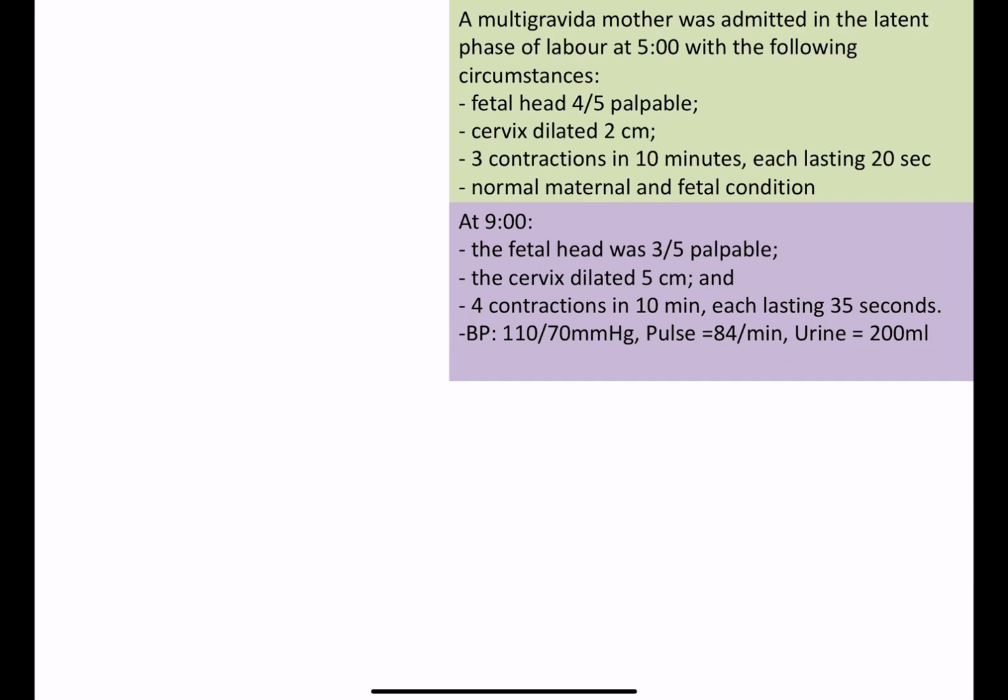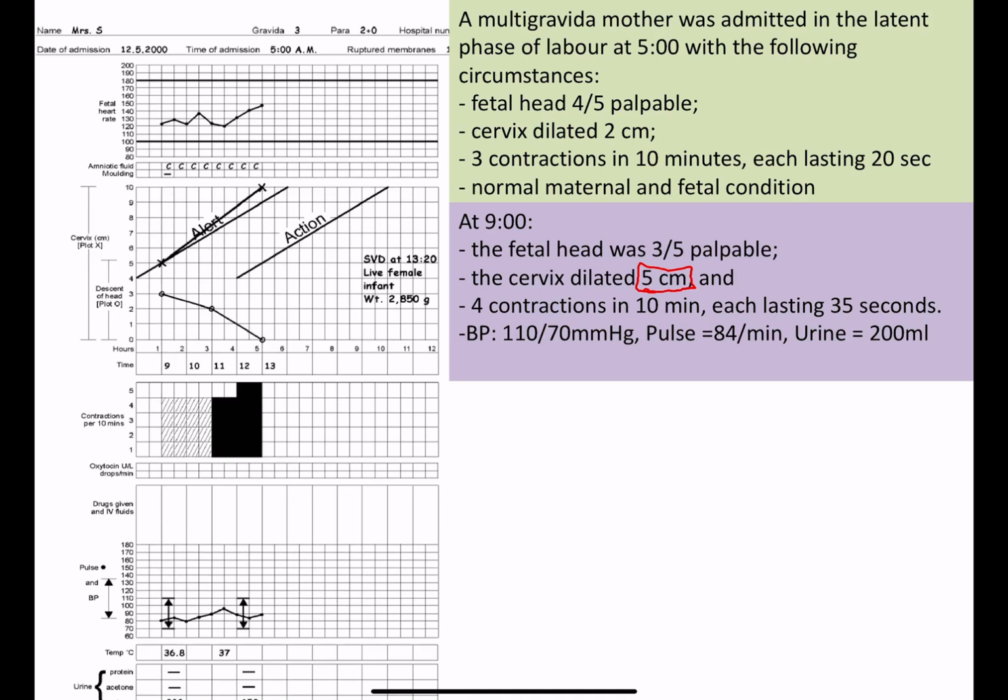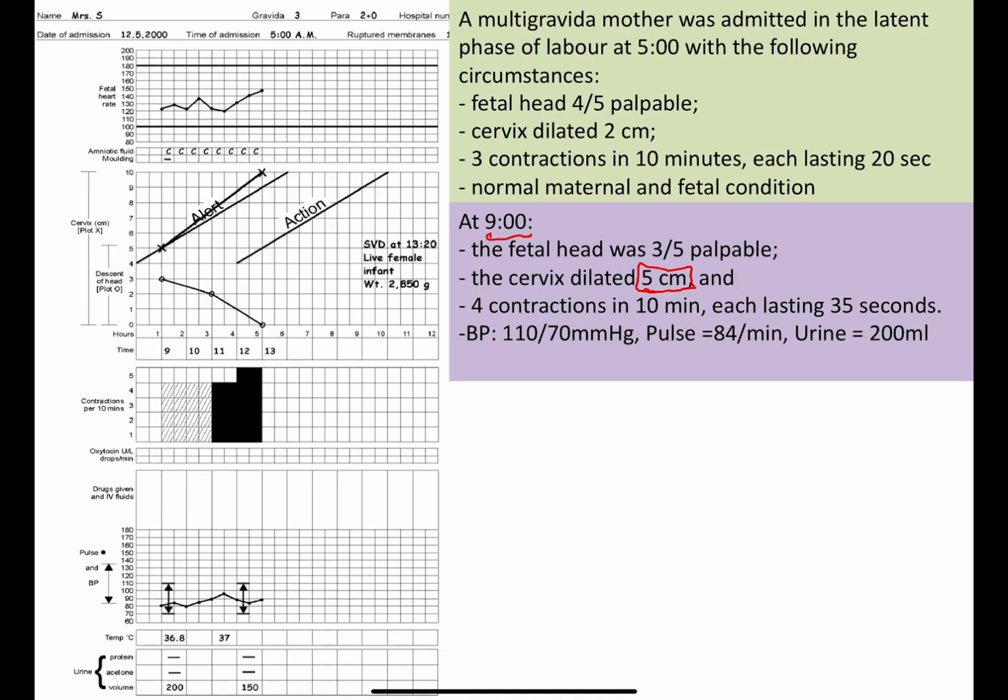At 9 pm, after 4 hours, we did a PV examination again, where the finding was the fetal head was 3/5 palpable, the cervical dilatation was 5 centimeters, and the uterine contraction was 4 in 10 minutes, lasting for 35 seconds, and the vitals of the mother were quite normal. As you can see, the cervical dilatation was 5 centimeters, which means it's in the active phase, right? So we will be plotting the information in the Partograph at 9. We have started the time over here, the exact time when the cervical dilatation was 5 centimeters. As we already discussed, the first plotting of the cervical dilatation should be on the alert line, right?